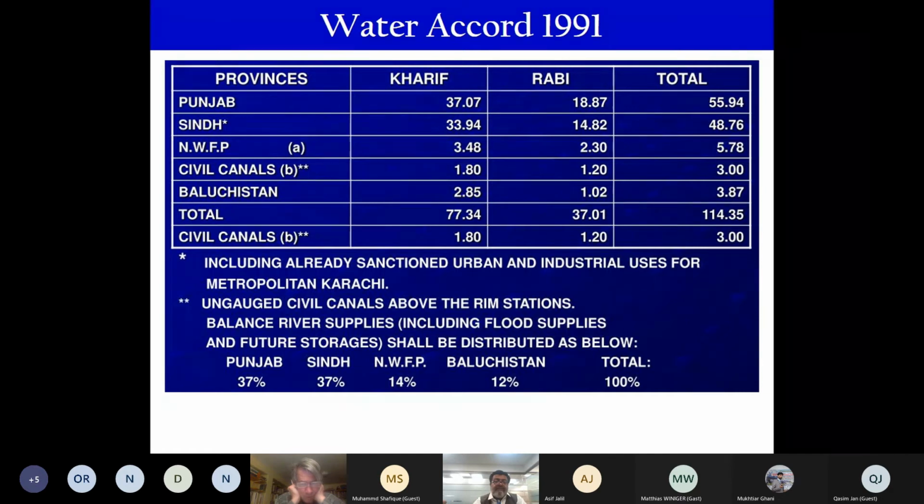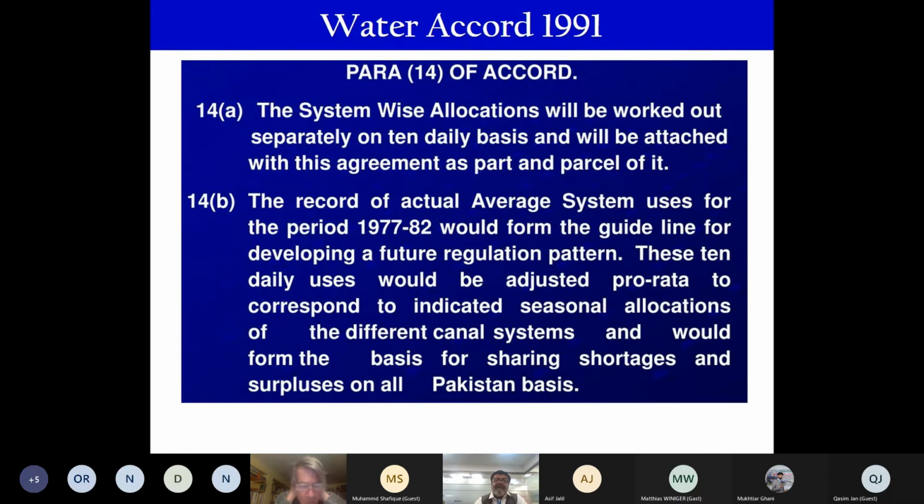Some water beyond that limit, for the future storages, shall be distributed as follows: Punjab will take 37%, Sindh 37%, KPK 14%, Balochistan 12%. Para 14 of the accord says that system-wise allocations will be worked out separately on a 10-daily basis and will be attached to the agreement as part and parcel of it. The record of actual average system uses for the period 1977 to 82 would form the guideline for developing the future regulation pattern. These 10-daily uses would be adjusted pro rata to correspond to indicated seasonal allocations of different canal systems and would form the basis for sharing storages and surplus on an all-Pakistan basis.